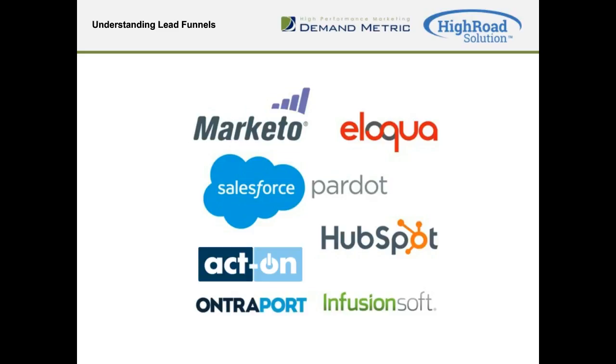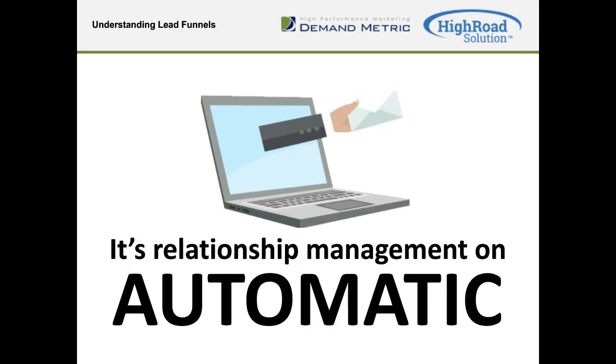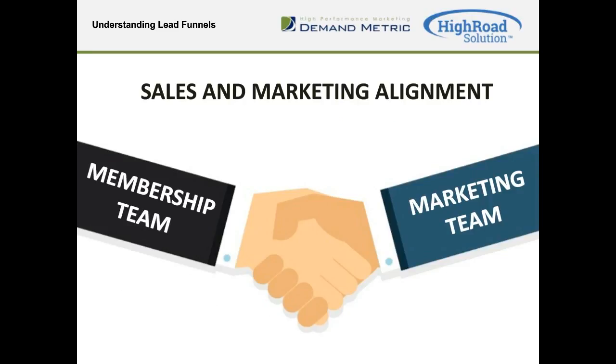So basically, your AMS knows your members and who they are, and your MA, marketing automation system, takes care of their needs. So it's really relationship management, and it's this integration between members and prospect records in the AMS and the actions in your marketing automation system that do all the heavy lifting and really make all the magic happen. Now, it's important to note this really encourages sales and marketing alignment. By sales, I mean your membership team and, of course, your marketing team. This allows them to work together, and the funnel really brings that into light, and we're going to be focusing on that. But that's really what this is all about, being able to help the marketing team and the membership team work together as a single team.